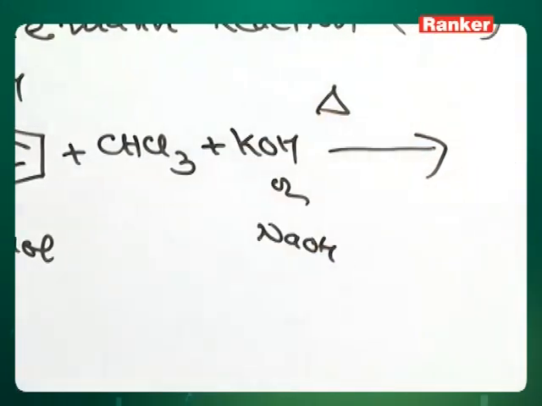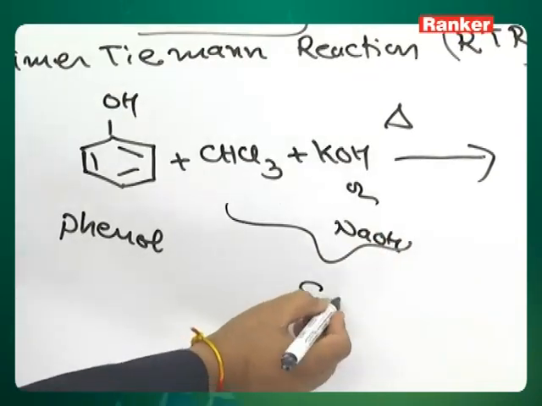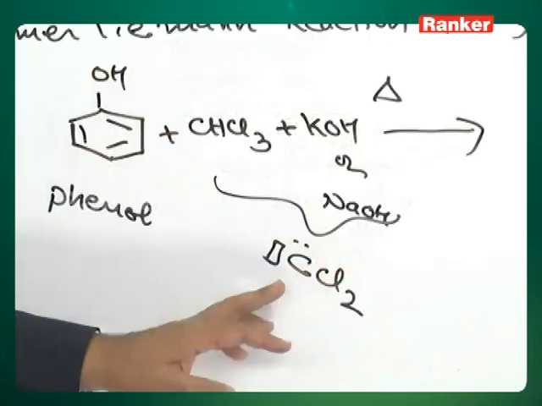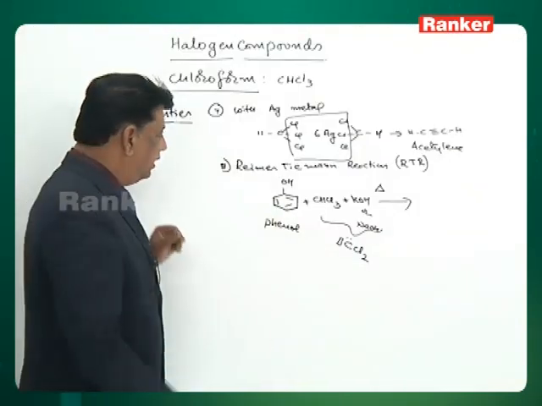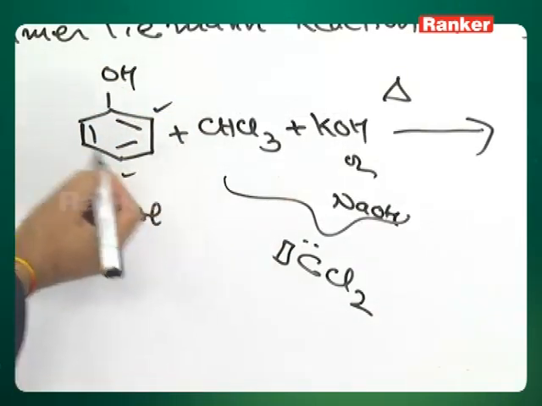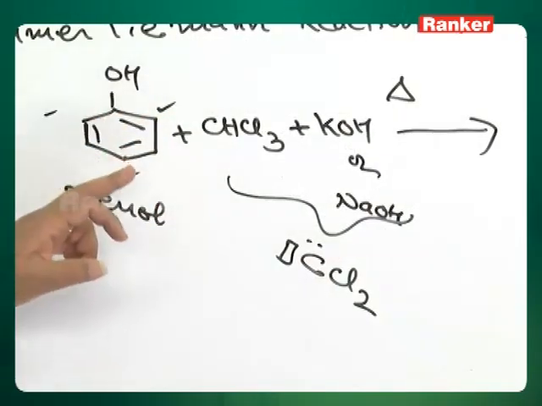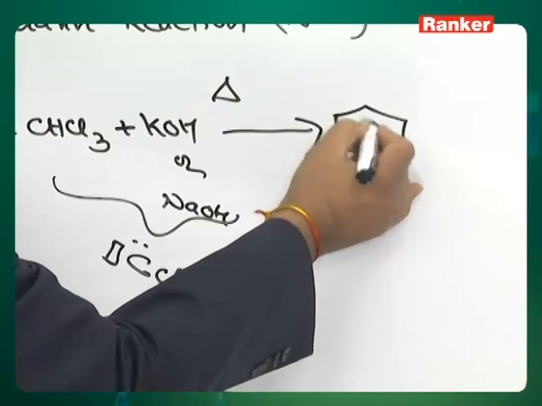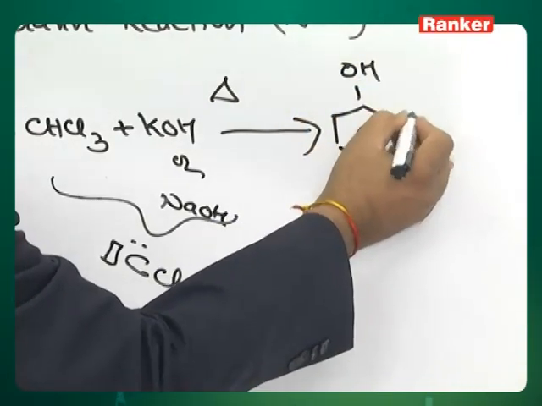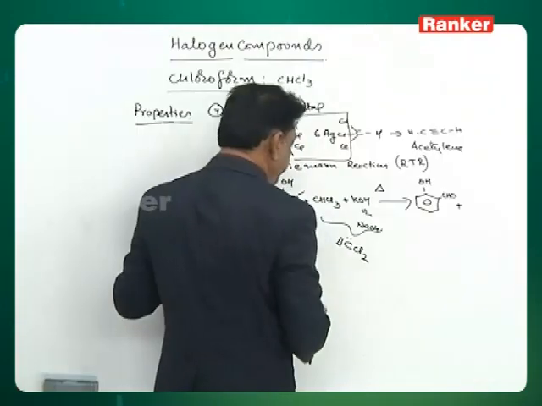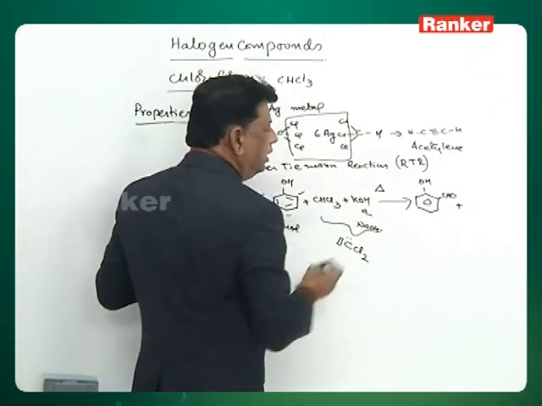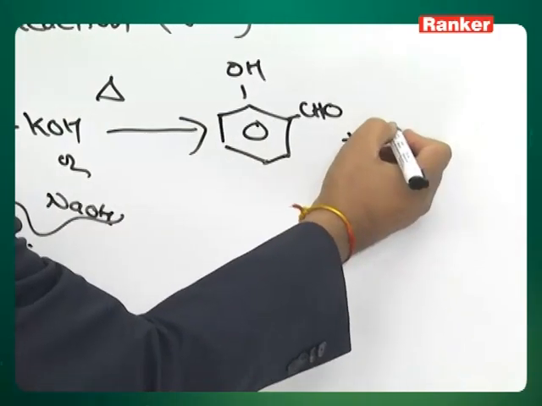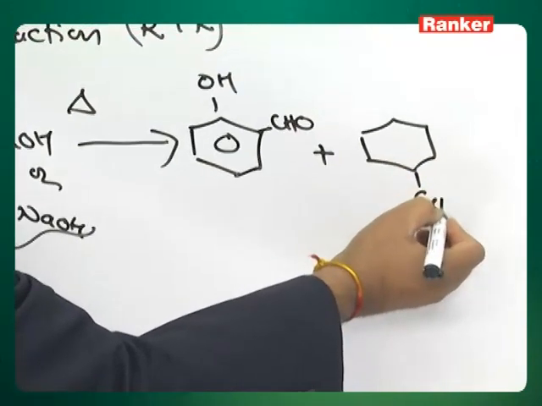Boil for some time. These two generate a species called CCl2. Dichlorocarbene is produced. That is the electrophile that attacks the phenol. Phenol is ortho-para directing, so this group attacks at ortho or para, leading to the ortho substituted product and the para substituted product. You will get an aldehyde group finally. CCl2 is coming, how you got aldehyde, we will see in the mechanism. But finally you will get this one, and the para product also, with CHO.